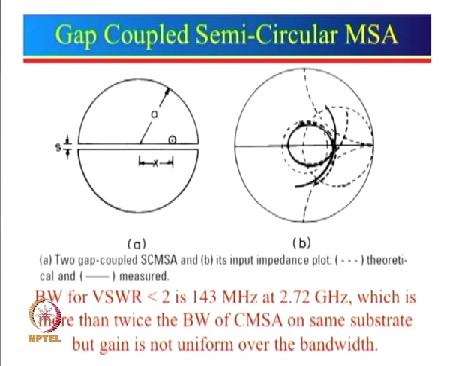However, I want to mention here that in this particular case, gain is not uniform over the bandwidth. So, yes, we are getting more bandwidth by using two gap coupled semicircular microstrip antennas, but gain varies over the bandwidth. If that is acceptable, then only one can use this particular configuration.